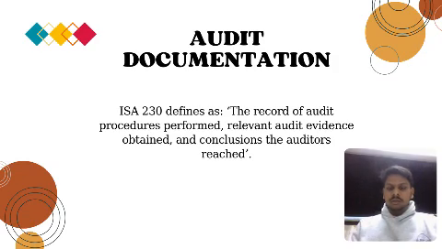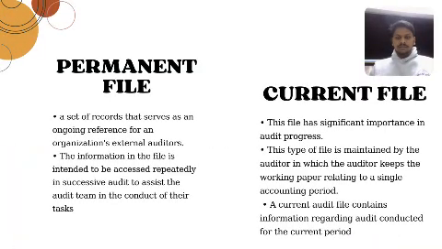Audit documentation. According to ISA 230, which is International Standard on Auditing 230, it is defined as the record of audit procedures performed, relevant audit evidence obtained, and conclusions the auditor reached. There are two types of files, which are permanent file and current file. A permanent file is a set of records that serves as an ongoing reference for an organization's external auditors. The information in the file is intended to be accessed repeatedly in successive audits to assist the audit team in the conduct of their task.